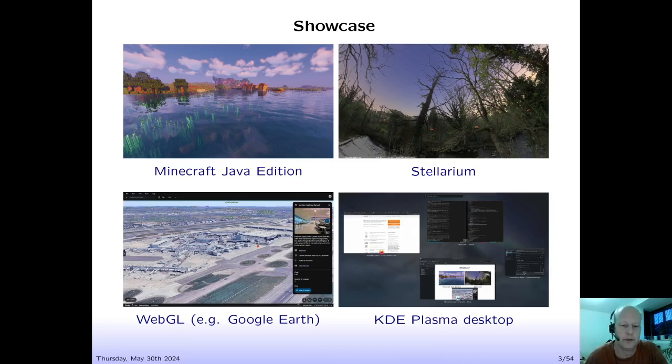Here are a few examples of what has been accomplished with OpenGL. There's, for example, Minecraft Java Edition, which is using OpenGL. There's Stellarium. Then also WebGL is basically based on OpenGL. And for example, Google Earth is implemented with it. And last but not least, there's the KDE Plasma Desktop, which also uses OpenGL.